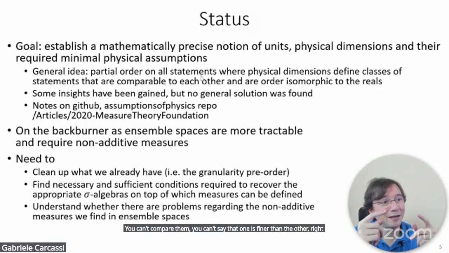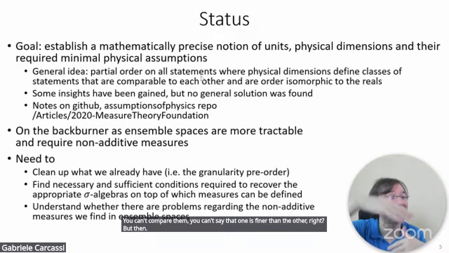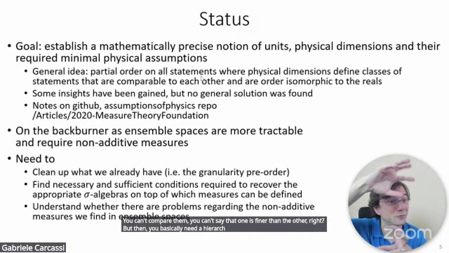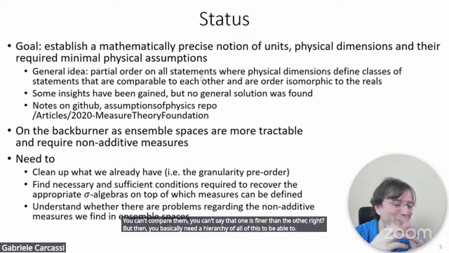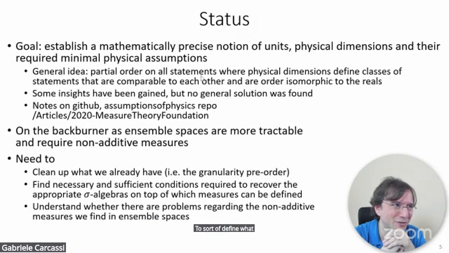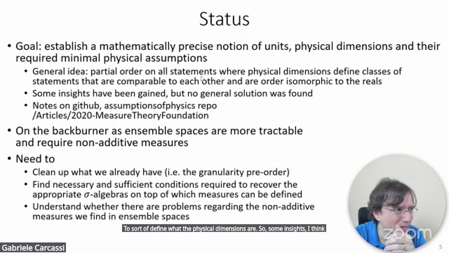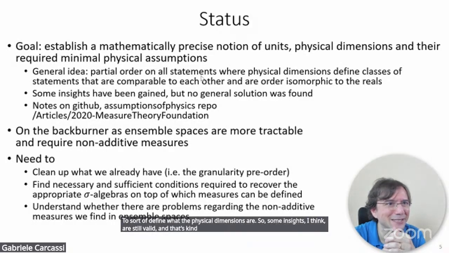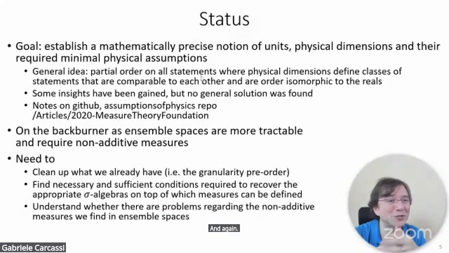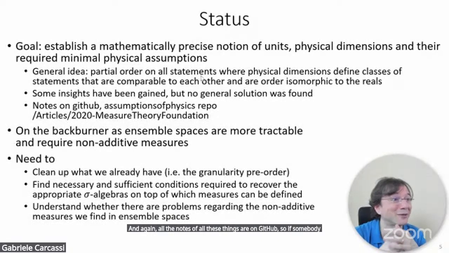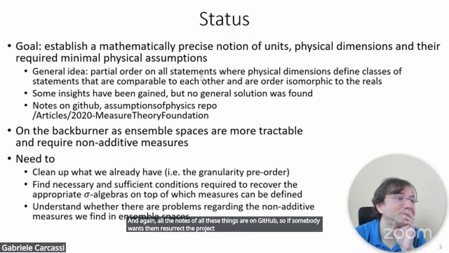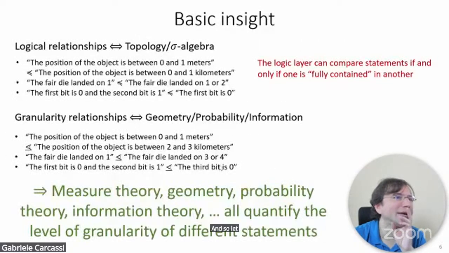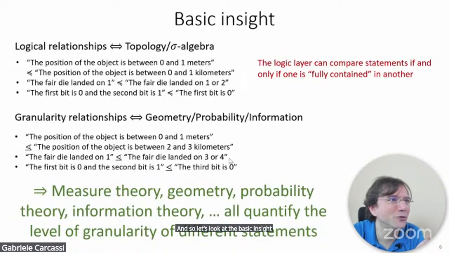You can't say that one is finer than the other, right? But then you basically need a hierarchy of all of this to be able to define what the physical dimensions are. So some insights, I think, are still valid, and that's kind of why it's sad that I wasn't able to close it. And again, all the notes of all these things are on GitHub, so if somebody wants to resurrect the project, it can actually be resurrected. And so let's look at the basic insight, the things that I do think are important.